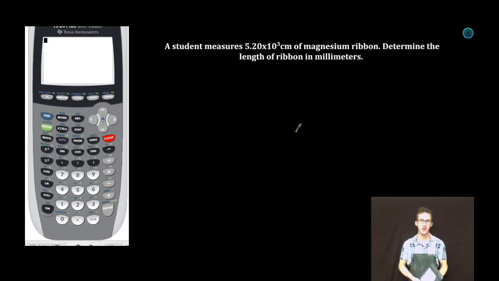Let's do another conversion practice problem. A student measures 5.20 times 10 to the 3 centimeters of magnesium ribbon. Determine the length of ribbon in millimeters.